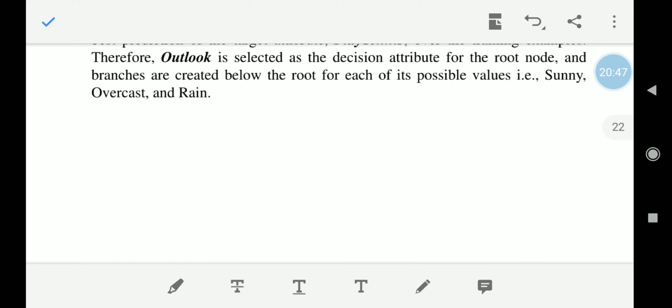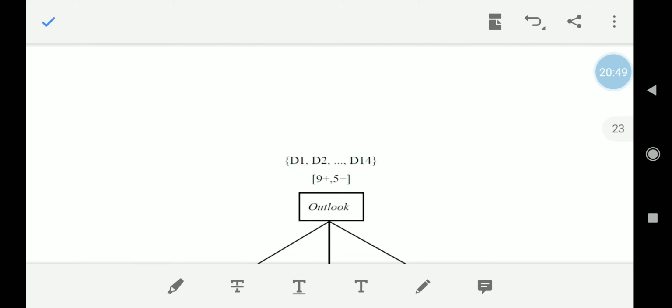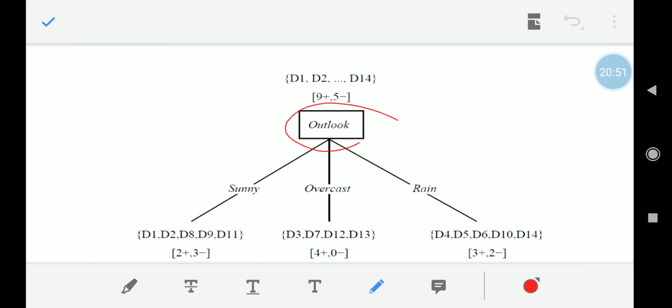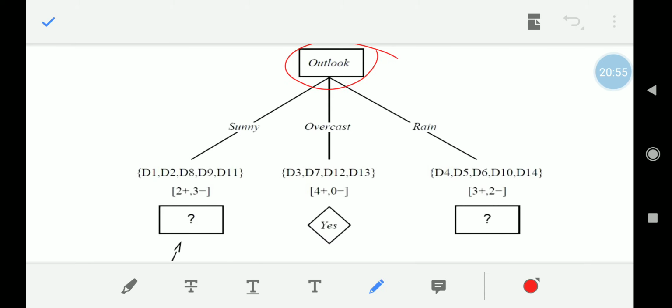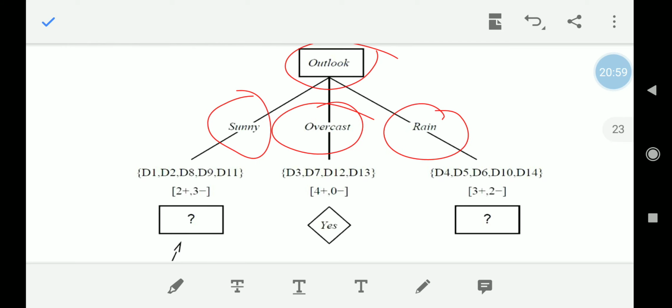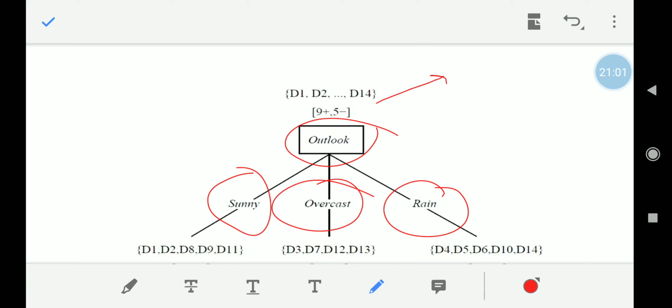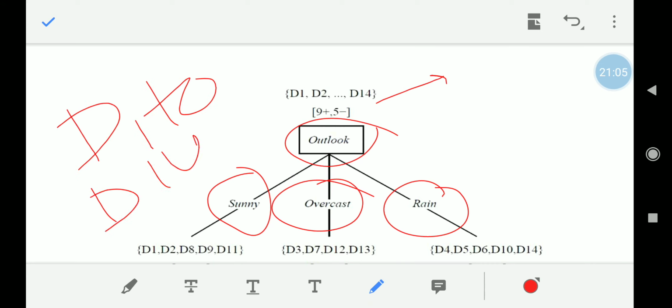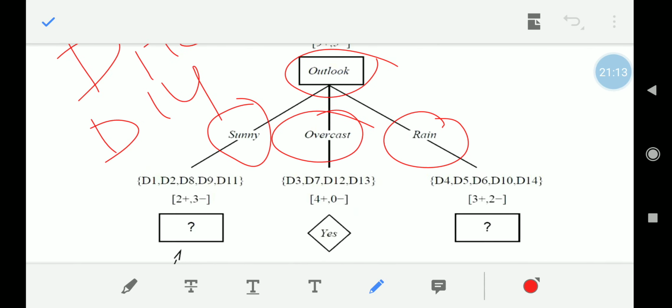Once we take the outlook as the first attribute, then for outlook we have three values: sunny, overcast and rain. We have a total of 14 examples, D1 to D14. But for outlook we have three values.